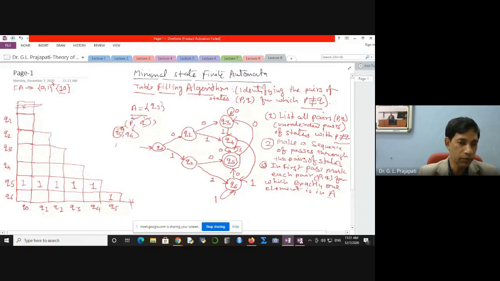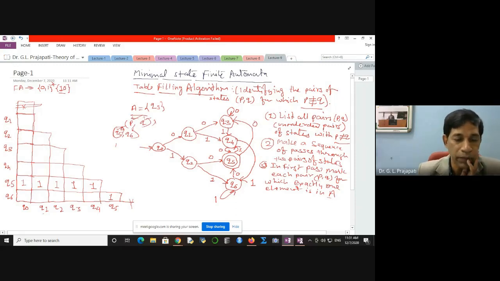So you have to consider pairs one by one. Now Q0, Q2 we cannot mark in pass 1. Q1 and Q2 we cannot mark, because Q1 is not a final state and Q2 is not a final state. Q1 and Q0 we are not going to mark because Q1 is not a final state and Q0 is not a final state.